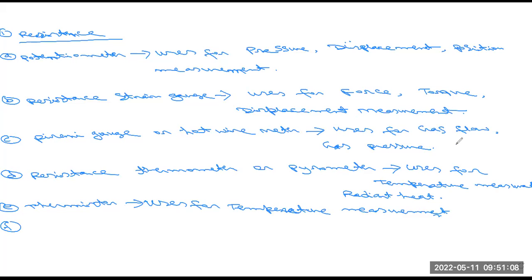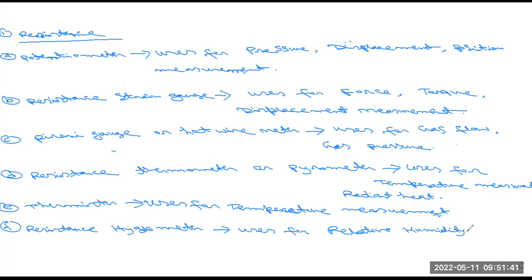F is the hygrometer, that is the resistance hygrometer. It is basically used for relative humidity. This is basically used for the weather.